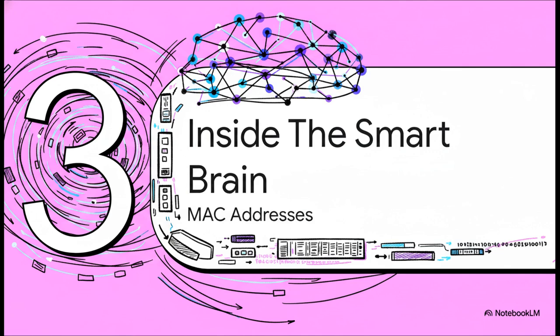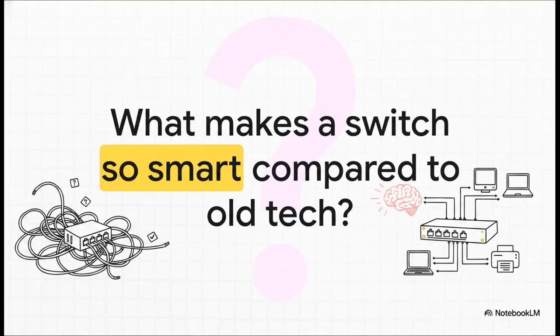Let's transition from the physical layer over to the digital intelligence in Section 3. Inside the smart brain, the magic of MAC addresses. So you might be wondering, what exactly makes a modern switch so smart compared to older legacy technologies like network hubs?